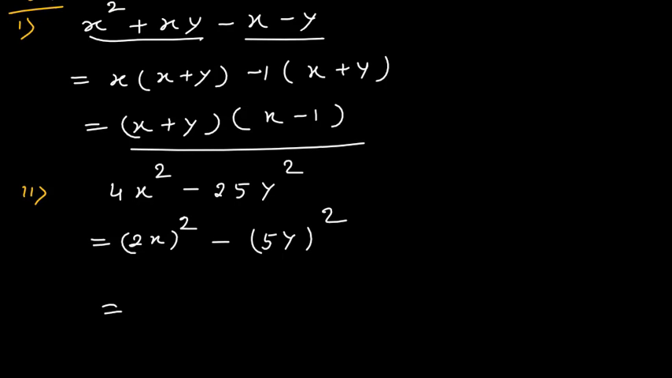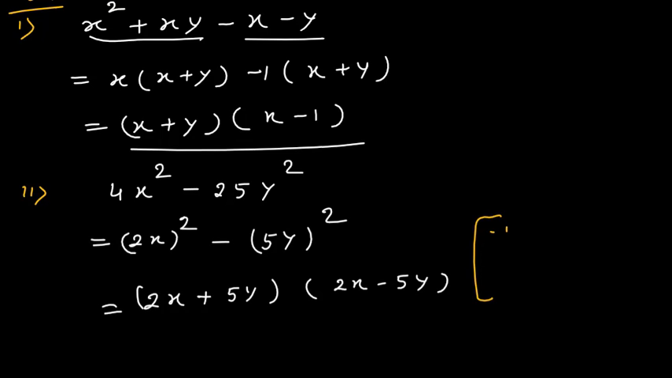Now here I can use the formula of a square minus b square. So a square minus b square is (a plus b) into (a minus b). So 4x square minus 25y square is (2x plus 5y) into (2x minus 5y), right? Here I will write what formula we have used. Since here we can say a square minus b square is equal to (a plus b) into (a minus b).